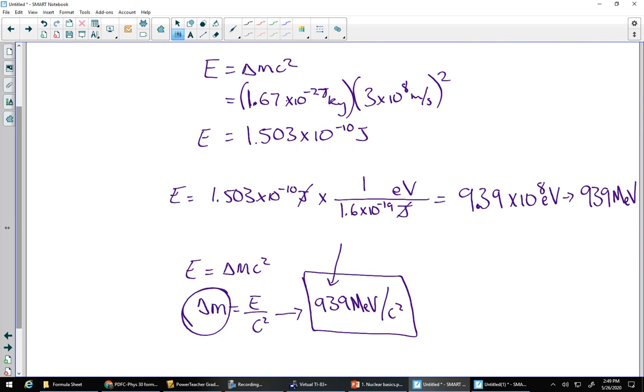Cool. So that is our first lesson, folks. One thing that you should be able to do, and think about this one for a second, is could you go from 939 mega electron volts per speed of light squared, work backwards and figure out how many kilograms that is? I'll leave that to you though.